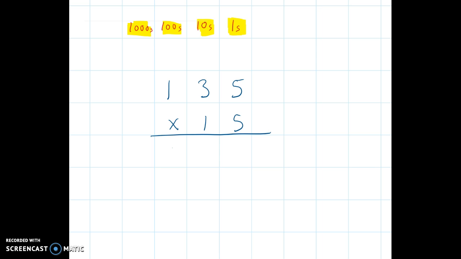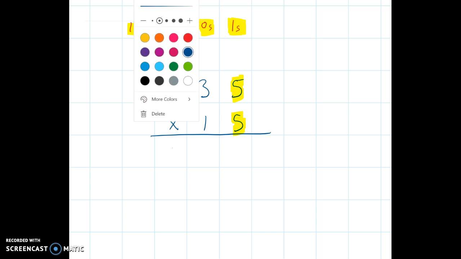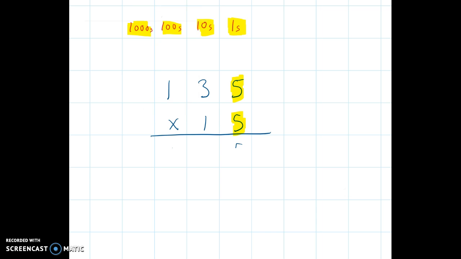Now, the first thing I need to do is multiply this 5 right here by each one of the numbers above. So I'm going to multiply the 5 times 5 right here, and I get 25. So I'm going to put my 5 down here, and then I have to carry. I have two tens, so I have to carry the 2 up to the tens. So I carried the 2.